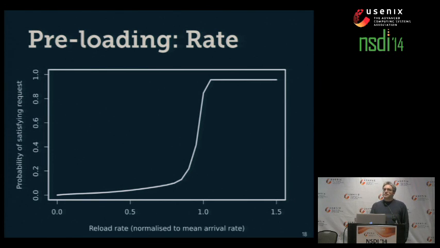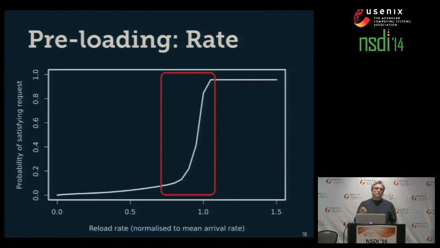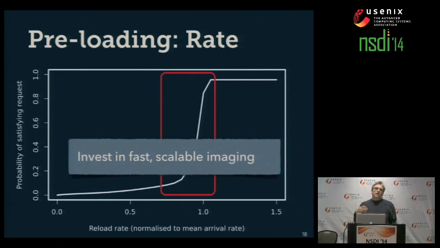So what we have on the right-hand side of the graph is a facility that can load disk images much, much faster than requests come in, and the left-hand side of the graph, one that cannot. And we see this very dramatic spike right around the ability where you can load requests much faster than they come in. And this suggests that if you want preloading to be an effective tactic, a critical thing to do here is to invest in imaging that is fast and scalable, and techniques of interest here include multicasting of images, broadcasting, and or distributing lots of disk imaging servers throughout the network.